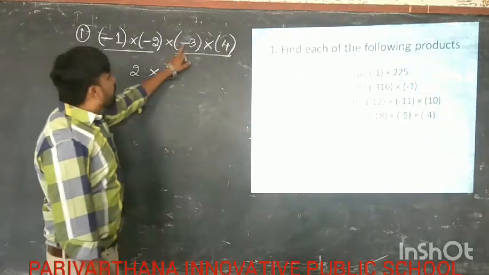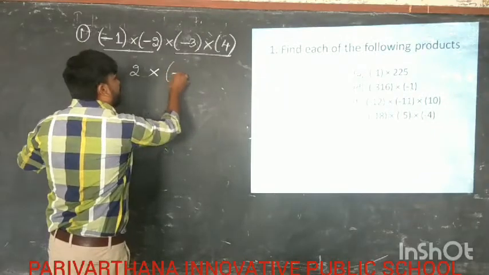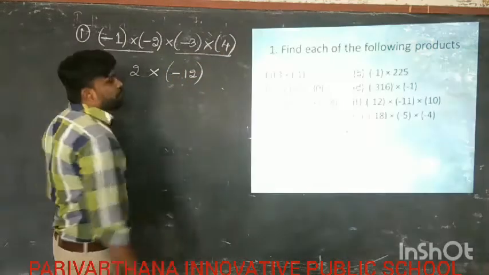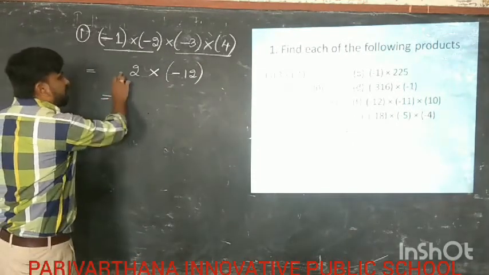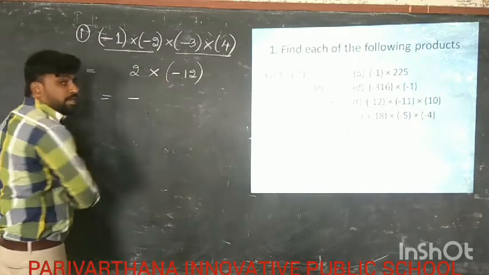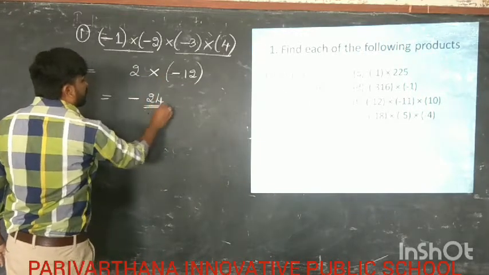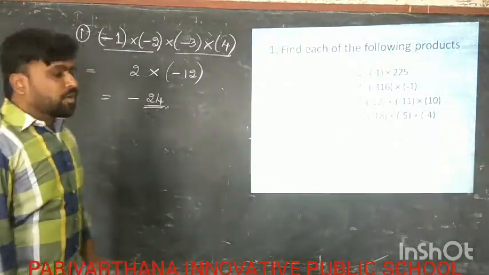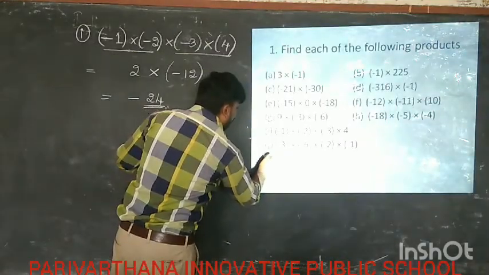Here, minus into plus, answer is minus. 4 threes are 12. Next step. Plus into minus, minus. 12 twos are 24. Like that I did the problem, you try the other problems.